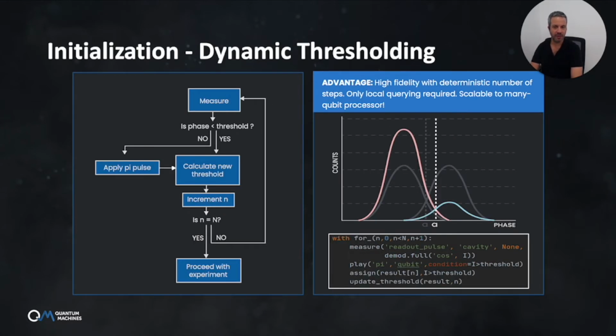An even more interesting method involves dynamic thresholding. The threshold in each iteration is determined by the qubit's history and is adjusted to optimize fidelity. The number of iterations is predetermined and the protocol requires only local qubit information, therefore scales to a large number of qubits. The reset fidelity increases with the number of iterations used in the protocol.